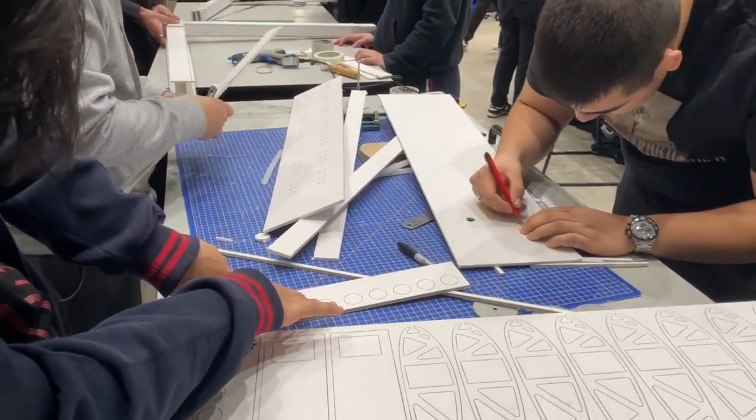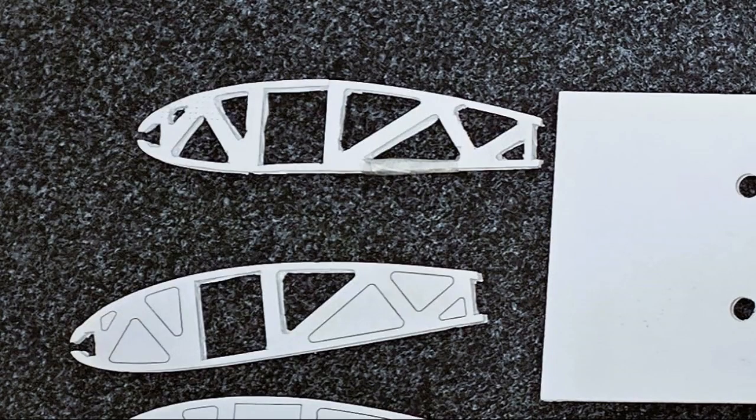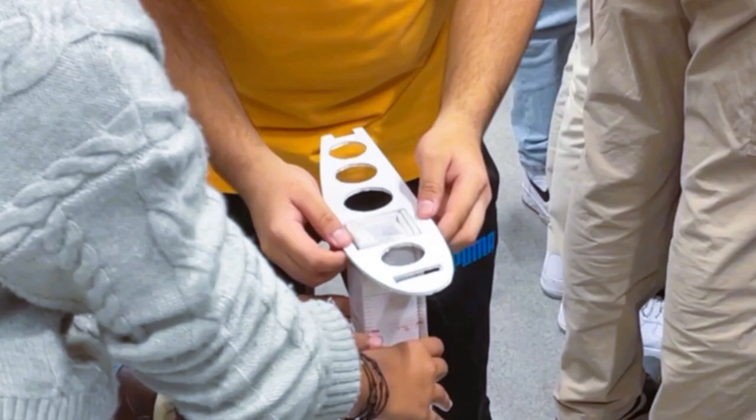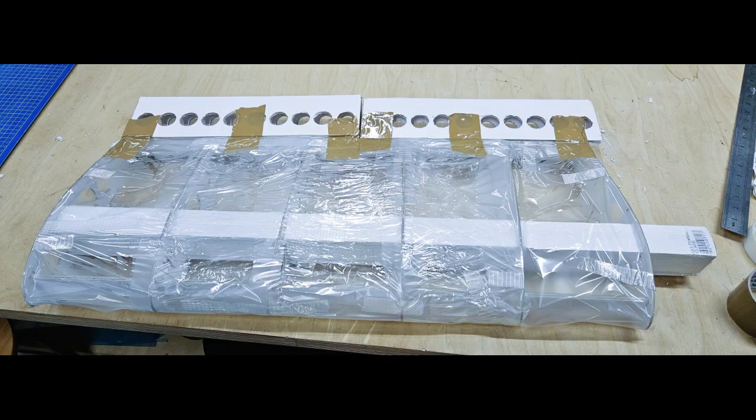But our first ribs design was lacking strength as the laser cut melted all the foam. We corrected the rib design, tested for load requirements, and finished the wing by laminating and ironing it.